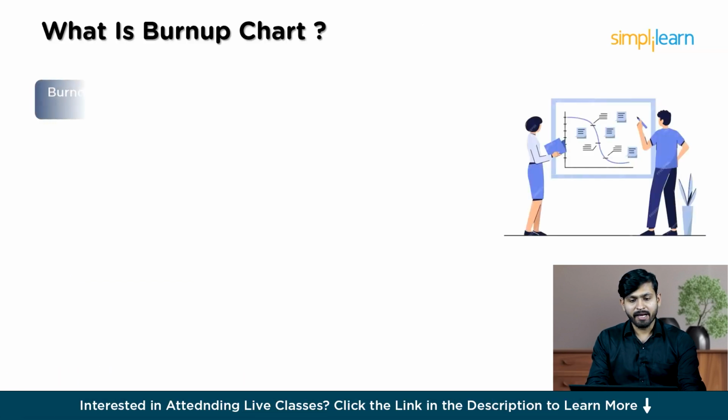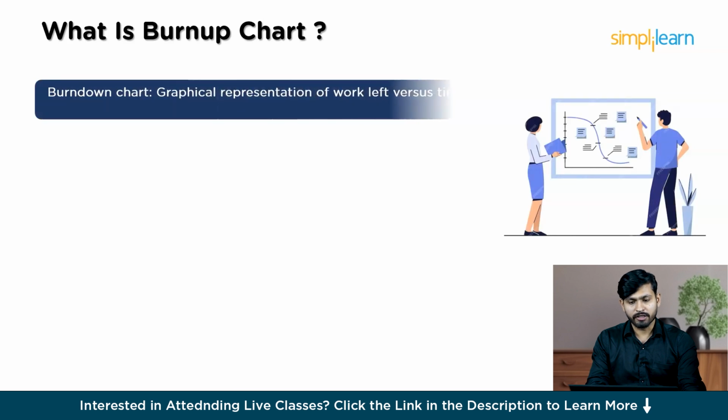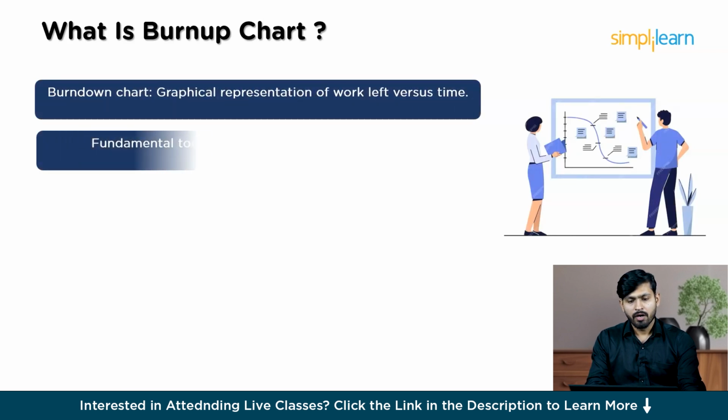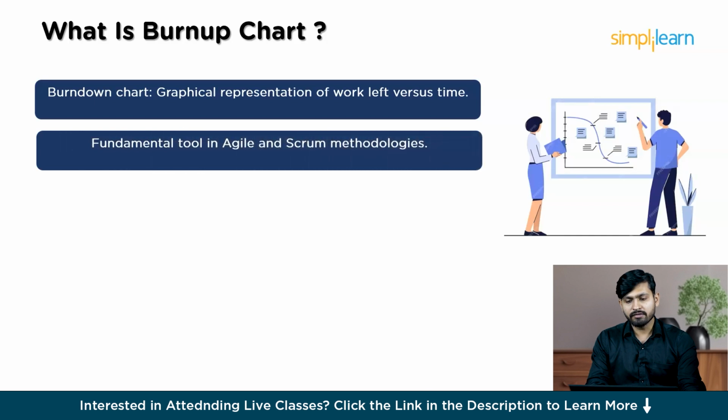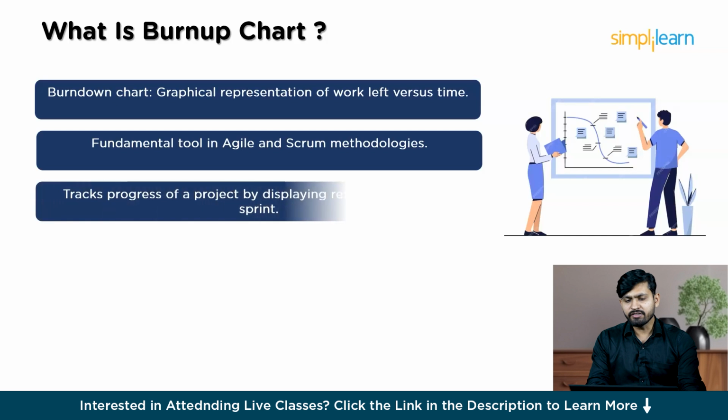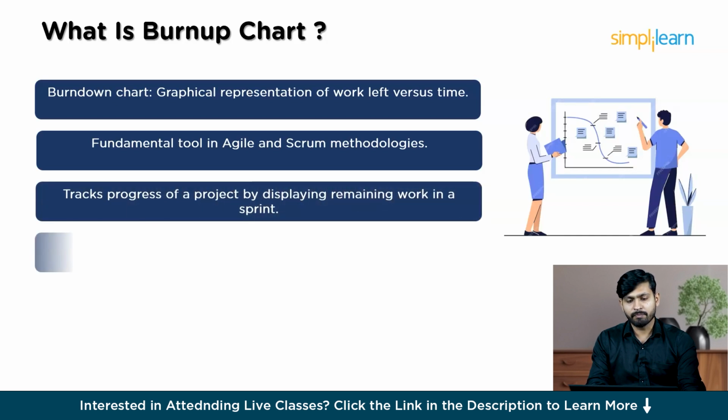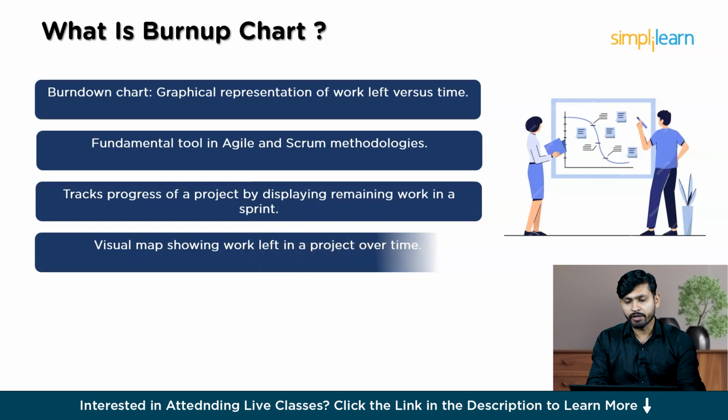Next, we have what is a Burnup chart. In Agile project management, a Burnup chart is like a progress picture. It shows how much work has been done over time. What's cool is that it also displays the total amount of work we plan to do, known as the scope. So it's not just about what's left to do, it also lets everyone see how the project's plan has changed as we have been working on it.